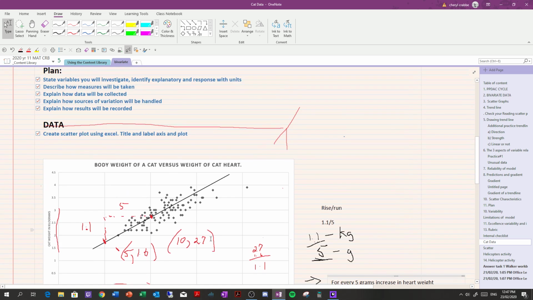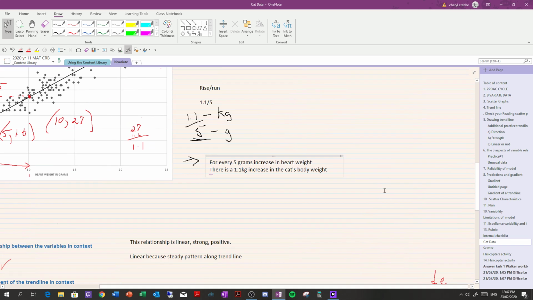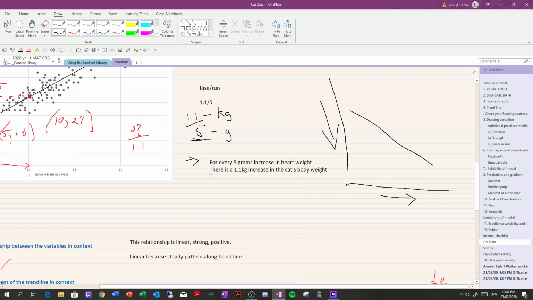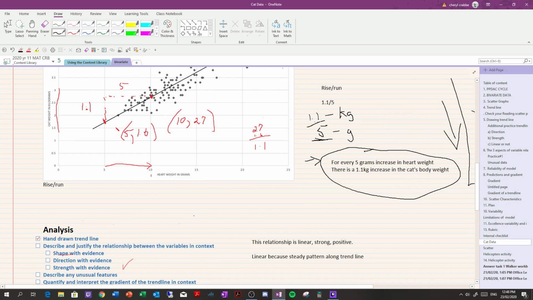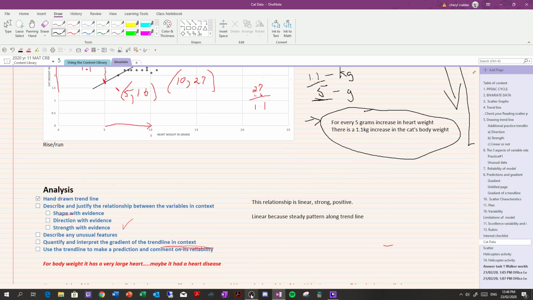Now, if this was a gradient that went down, then as one variable increases, the other decreases. When you do your explanation, you have to show that. If it was going down, you would say, as heart weight in grams increases, the body weight decreases. That's how you show a negative gradient. This is a negative trend, and you have to reflect that the gradient is negative. We'll try to work an example of that where it's negative, but that's what this particular example is for us.